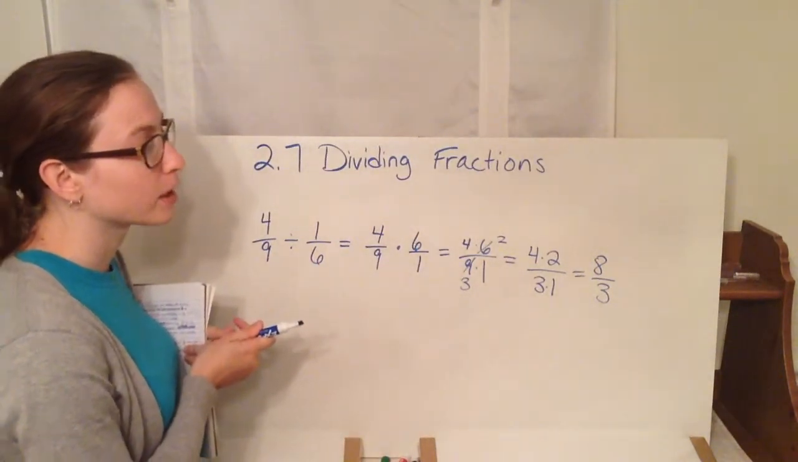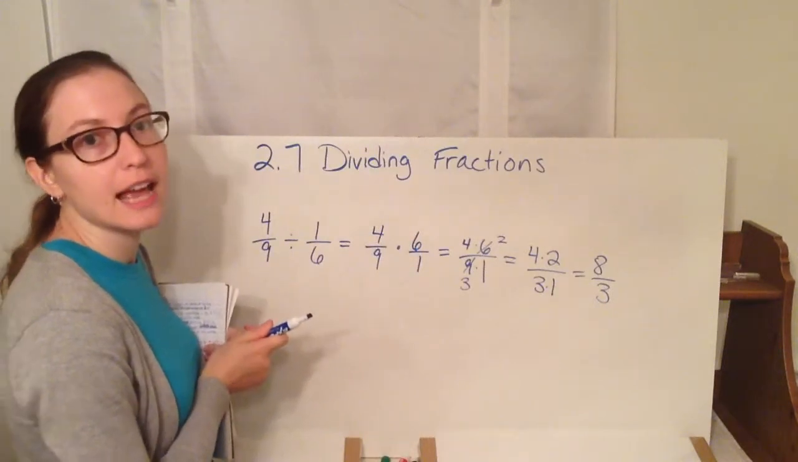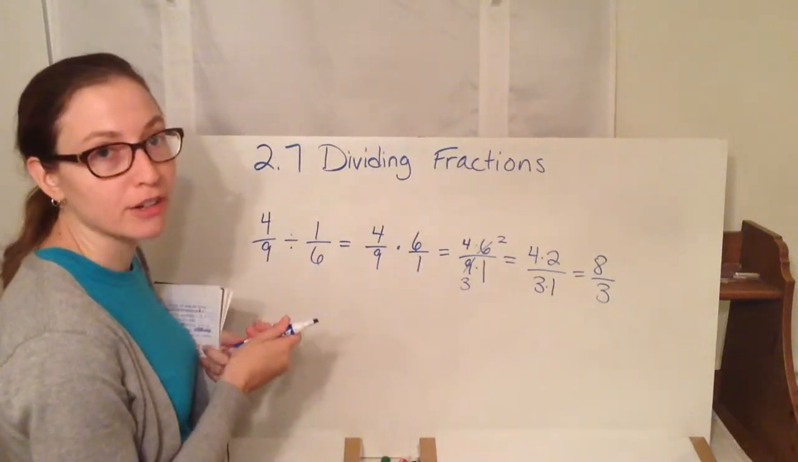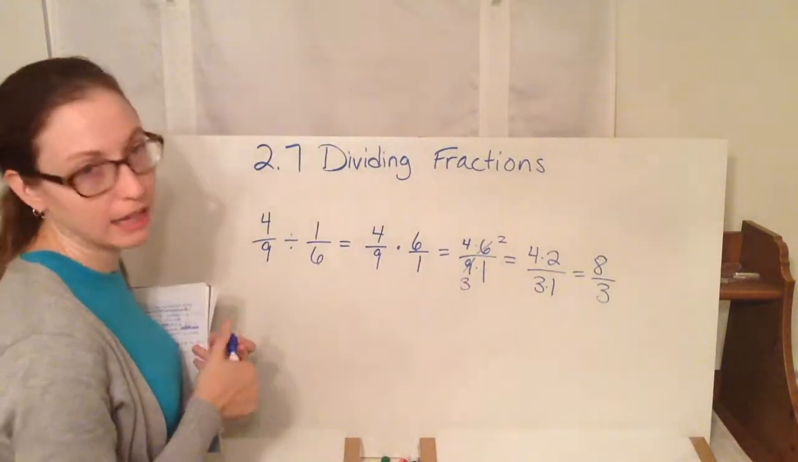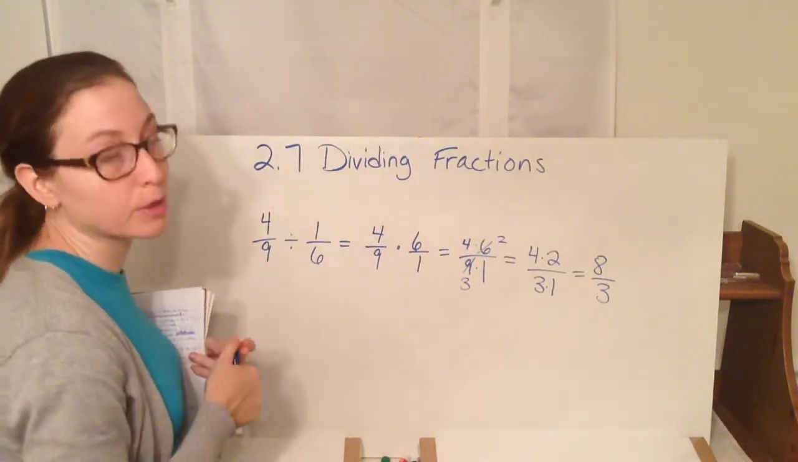So I get 4 times 2 and 3 times 1. My answer is 8/3. Because these are fractions and not mixed numbers, you can leave it as an improper fraction. As I said before, when we're calculating fractions, it's often easier to use improper fractions, so you're welcome to leave it that way. If you want to put it in mixed number form, you can as well.